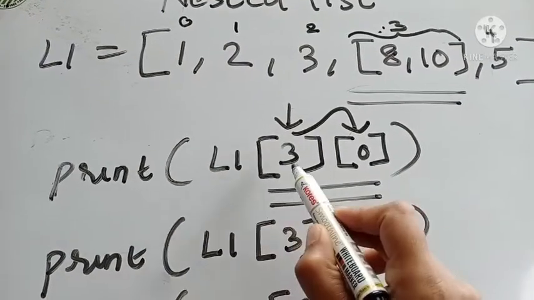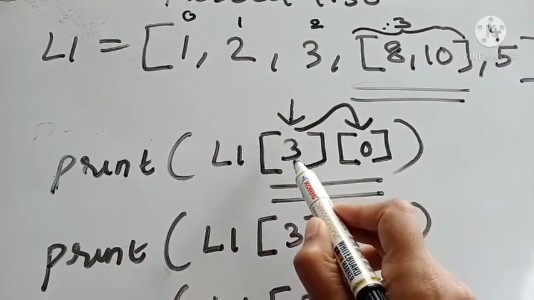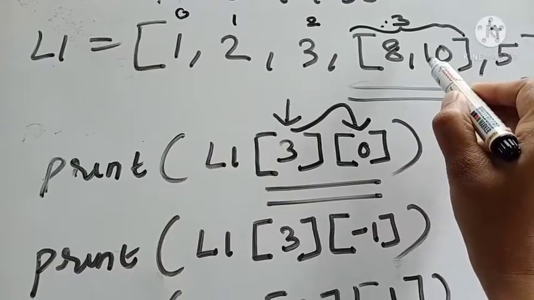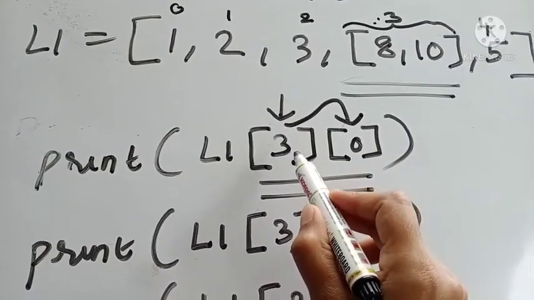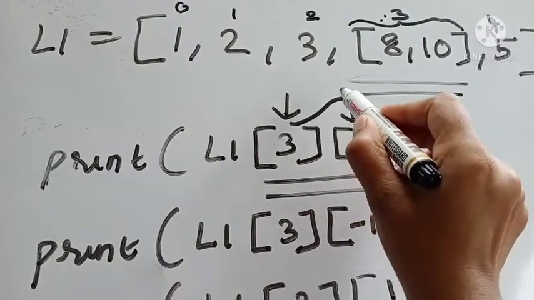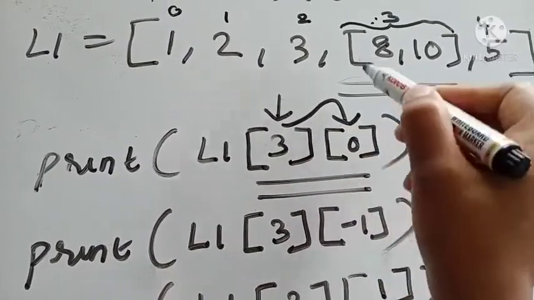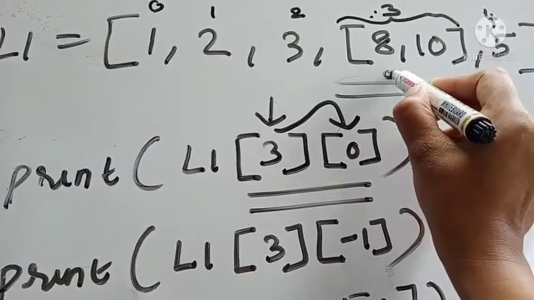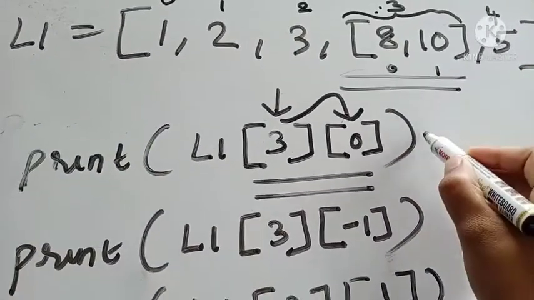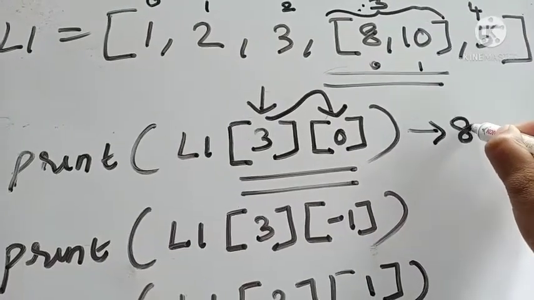That is, in list 1 we first have to check which value is in the third position. You are having the values 8 and 10 together in the list, in the position 3 of the list 1, right? And after that you have to check what the 0th position of that value contains. So the 0 position is nothing but this is 0, this is 1. So the answer here is nothing but 8. Clear?